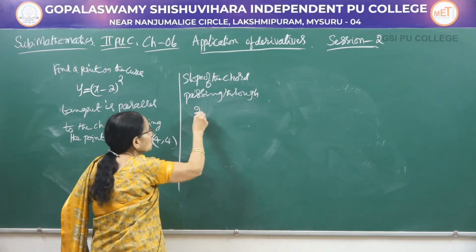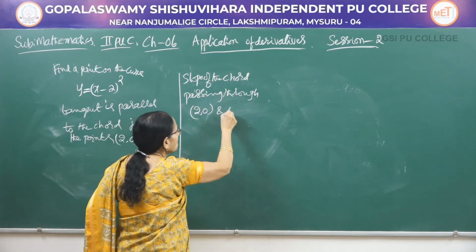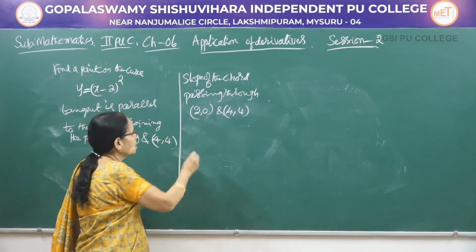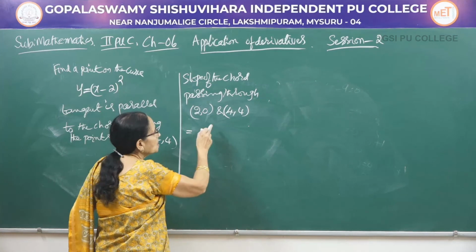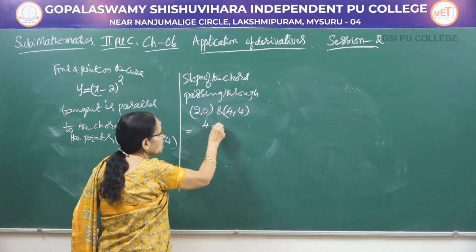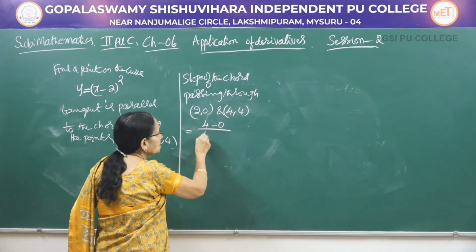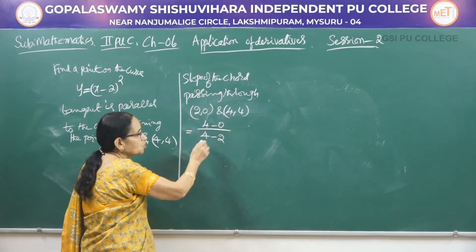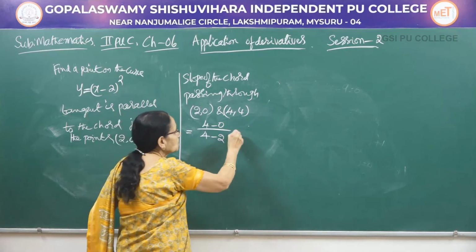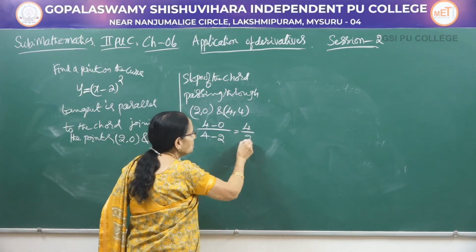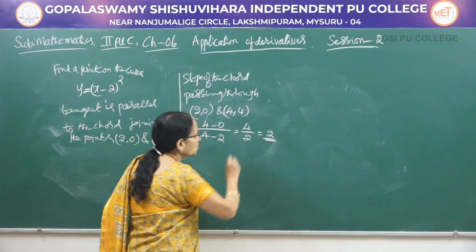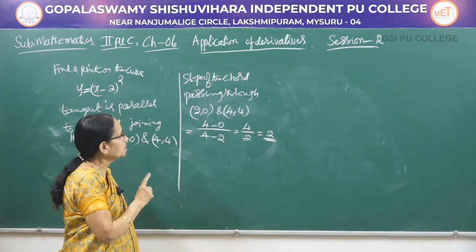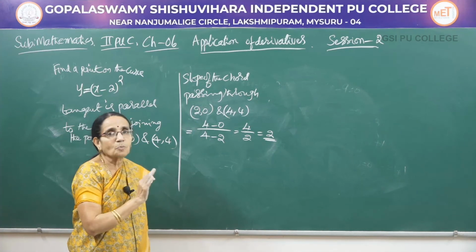It is (2, 0) and (4, 4). The slope is equal to (y2 minus y1) over (x2 minus x1), which is (4 minus 0) divided by (4 minus 2). So what is the value? 4 divided by 2, that would be equal to 2. Okay, so this is the slope of the chord passing through these points.